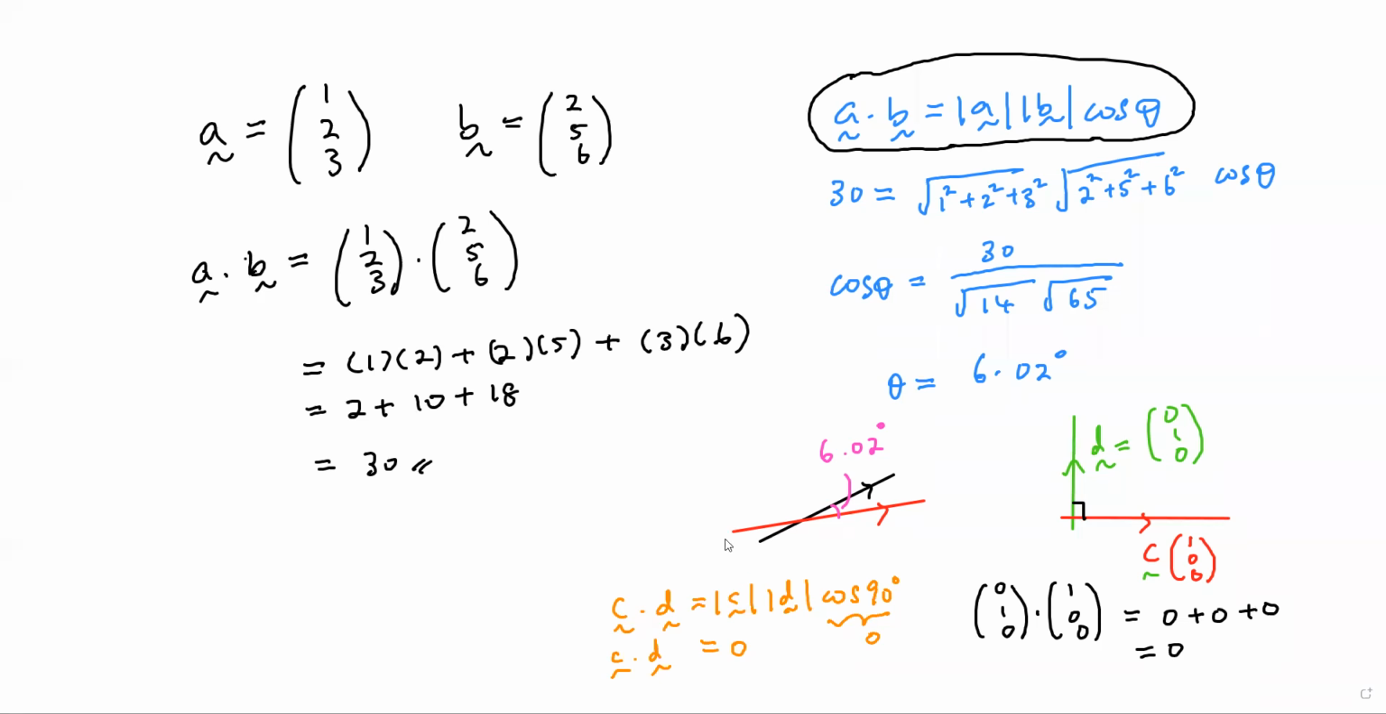If you're okay with dot product, let's go to cross product, also known as the vector product.